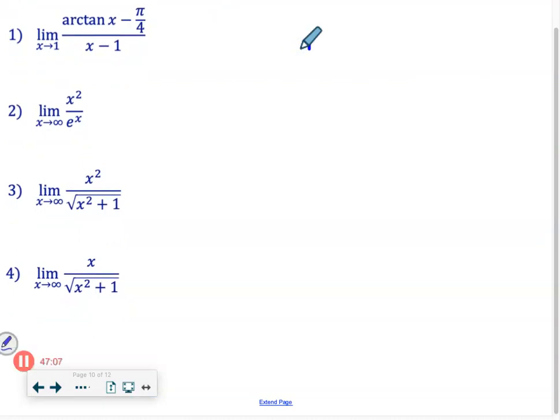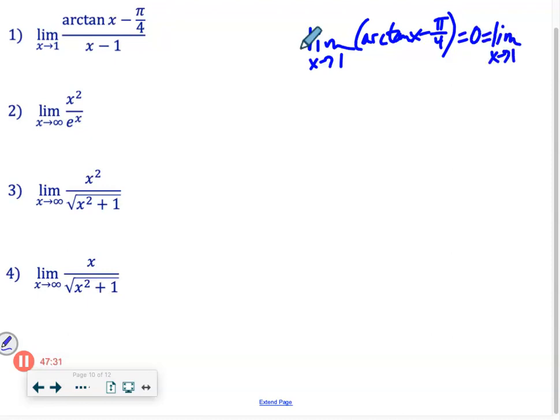Okay. So we have the limit as x approaches 1 of arctan x minus pi fourths. Arctan of 1, that's the angle whose tangent is 1. What angle has a tangent of 1? Pi over 4. So pi fourths minus pi fourths equals 0, which equals the limit as x approaches 1 of x minus 1. Therefore, L'Hopital applies.